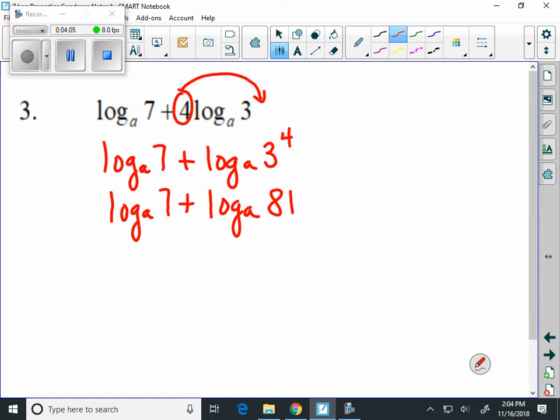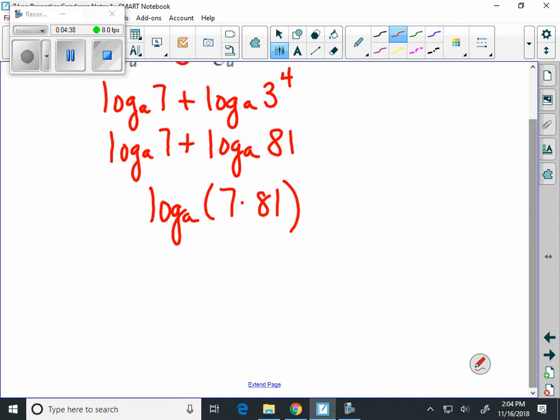Well, once we get that simplified, we dealt with the coefficient on the logarithm, turning it into an exponent. We want to turn this problem into one logarithm. And what we see in terms of operations is an addition. So very similar to problem number 2 with the addition. All that it says is that we're going to take 7 and multiply it by 81. And then we finish by multiplying 7 times 81.